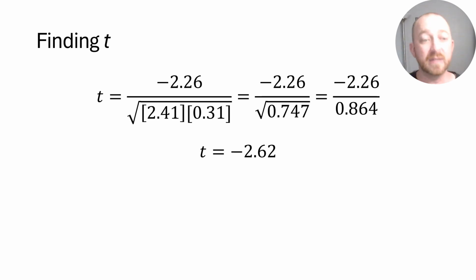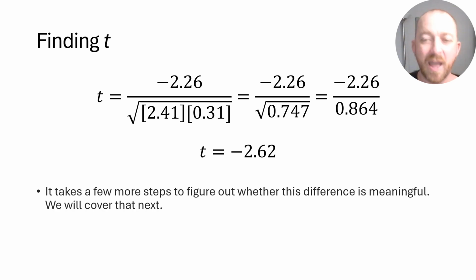Okay, now at this point, you're saying, whoa, we've got a t-value of negative 2.62. I have no idea what that means. That's fine. We're going to get into that in the next couple of videos. So hang on to your hats. We're going to figure out whether this is an important t-value, whether it matters, which pamphlet we should start using if it matters. So we'll cover all that in the next few lectures.